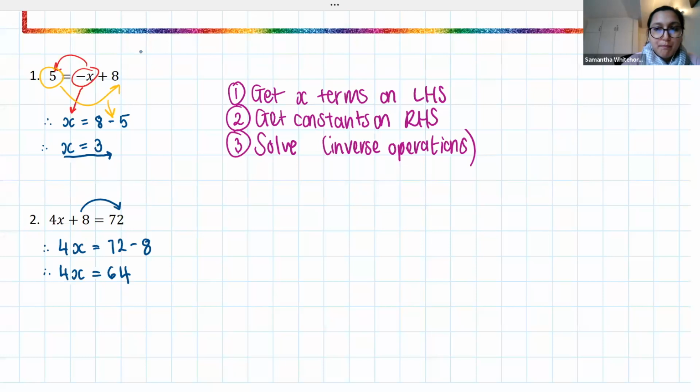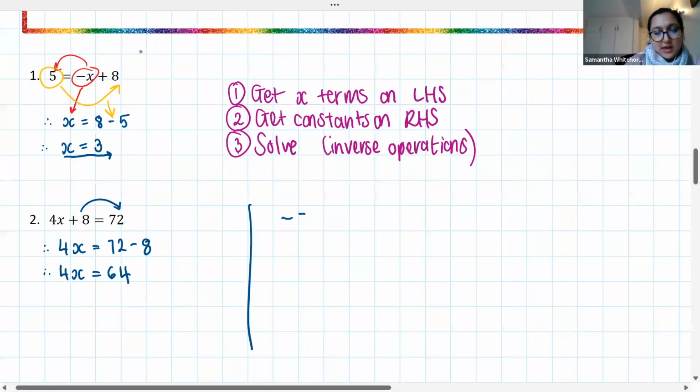Ma'am, you know what I did? I took the 72 and then I placed it in the area where 4x was. So you brought the 72 over. So you said negative 72 plus 4x, like that. No, plus 8, with the 4x being on the left.